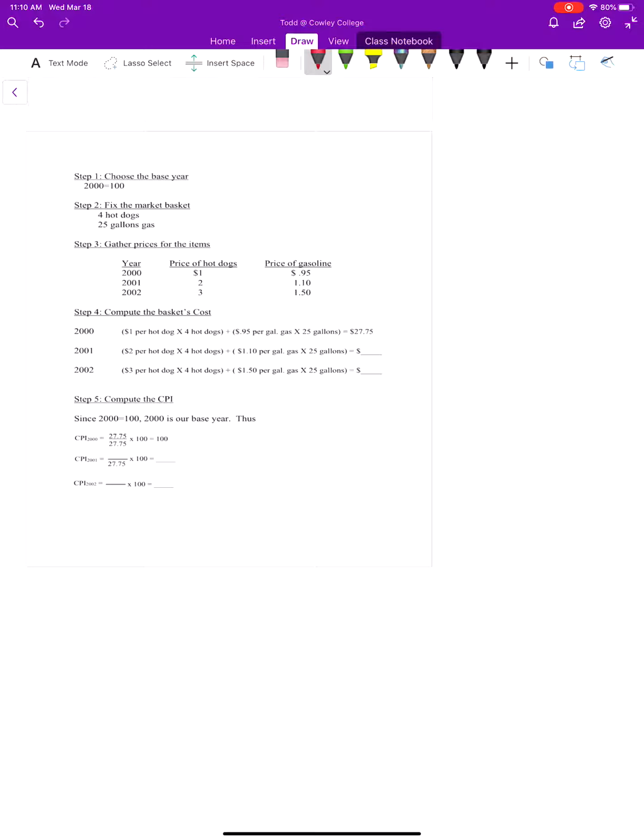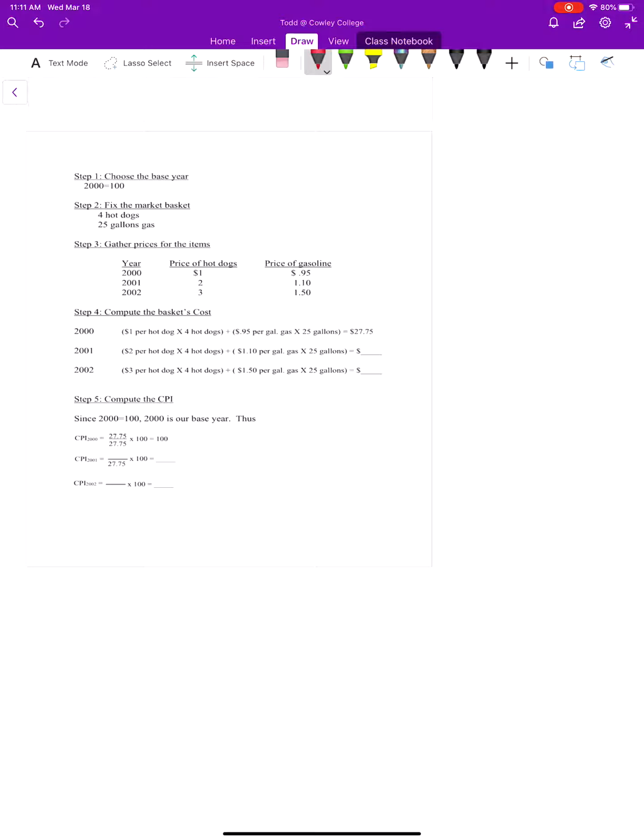All right, so step number 1, I have chosen 2000 to be our base year, for no apparently good reason, but that's what my fingers typed on this paper. So we now know in this particular example, prices are being held constant as if we are in the year 2000. Step number 2, we already know that we have our market basket, which is going to be 4 hot dogs and 25 gallons of gasoline.